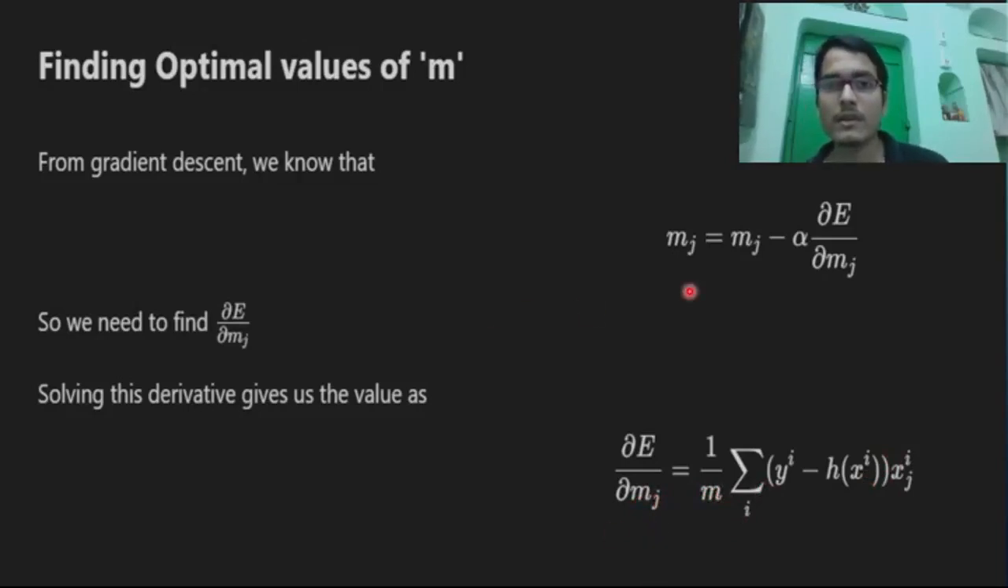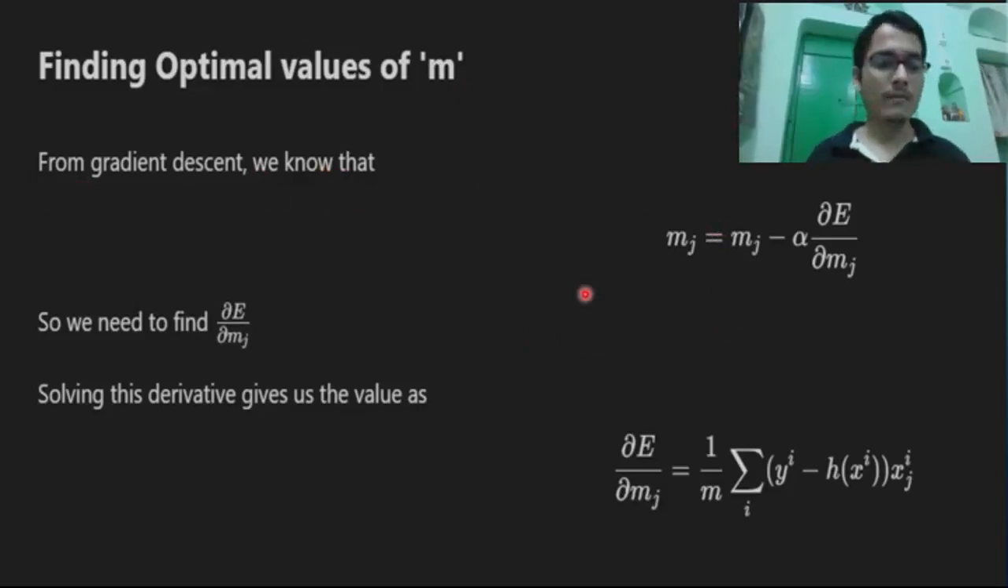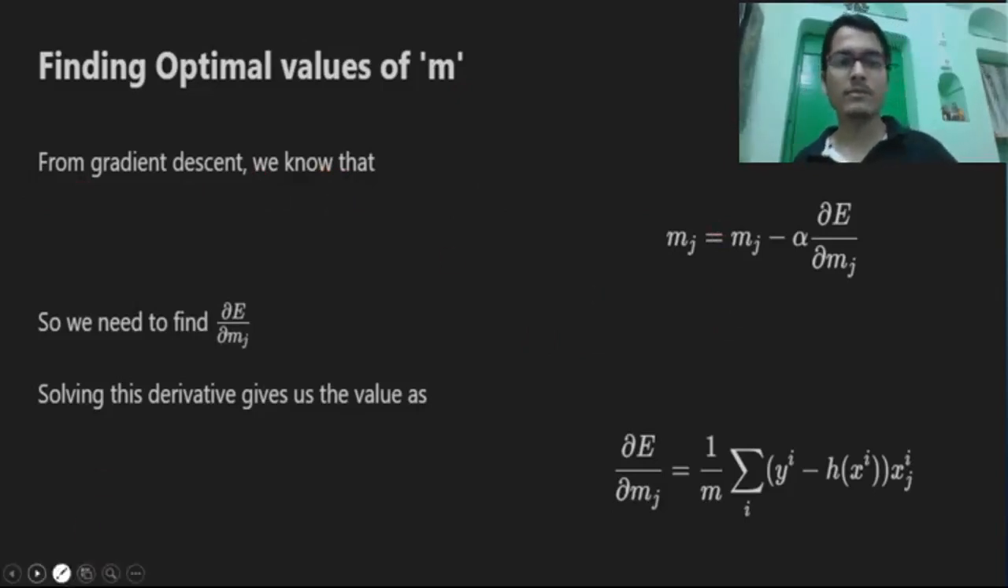So in this way the optimum values of m can be reached, and using gradient descent we will reach one of the minima of our error function. Our aim was to reach a minimum of the error function, which we have reached.